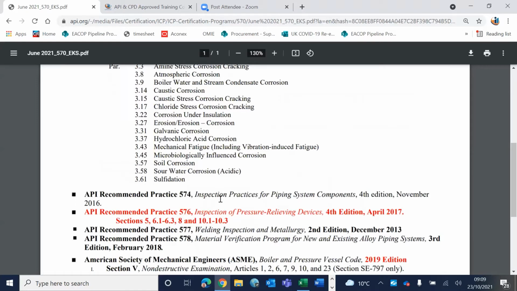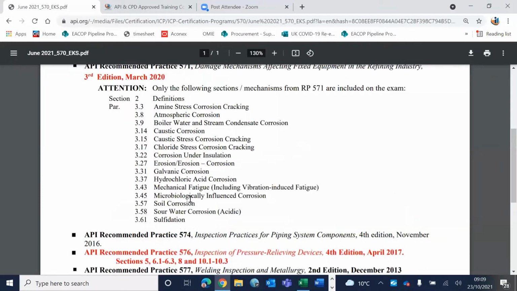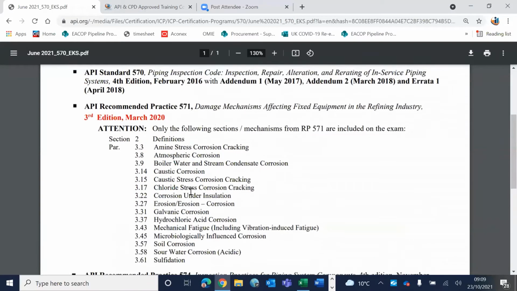574 is inspection practice. So it is a combination of all the experience and knowledge of piping inspection, and it gives you very useful information. So as a piping inspector, you always consult 574, and then you check with 570 to see that you have not violated any code requirements or any don'ts.